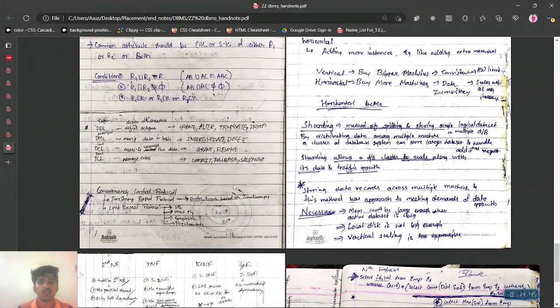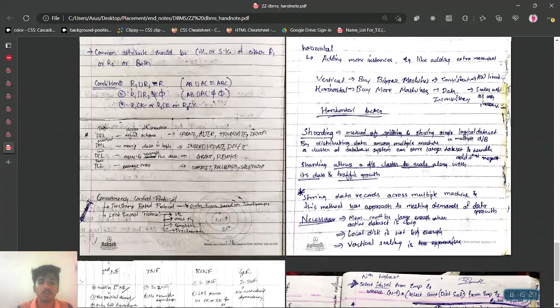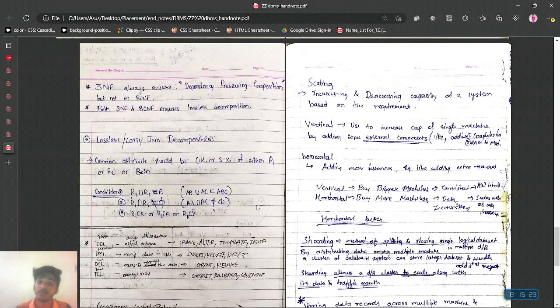Okay, so here concurrency control protocols are of two types: timestamp based protocol and lock based protocol. Timestamp based protocol orders the transactions based on the timestamp, and lock based protocol can be further divided into 2PL, strict PL, simplistic, and pre-claiming. 2PL refers to two-phase locking. Strict PL refers to strict two-phase locking. Simplistic and pre-claiming are not much important. We will discuss them later.